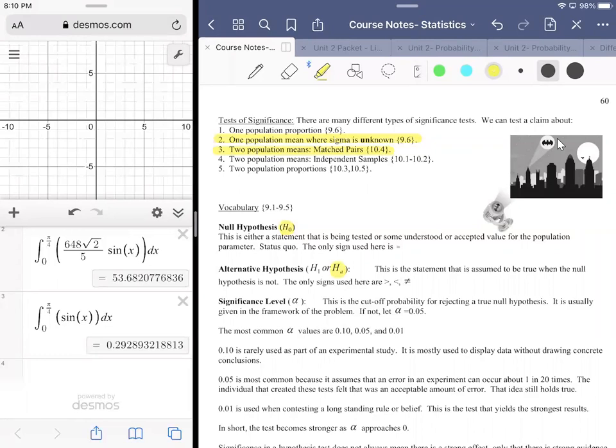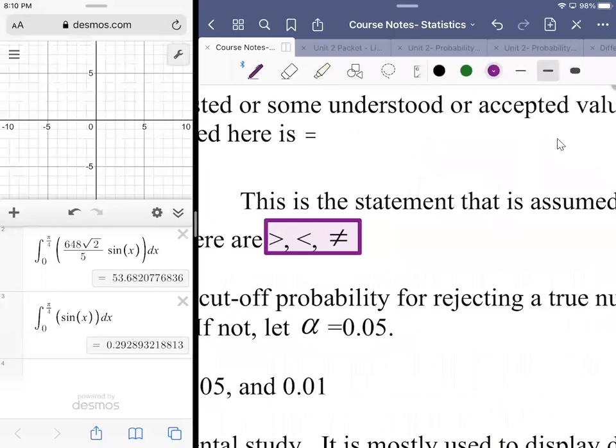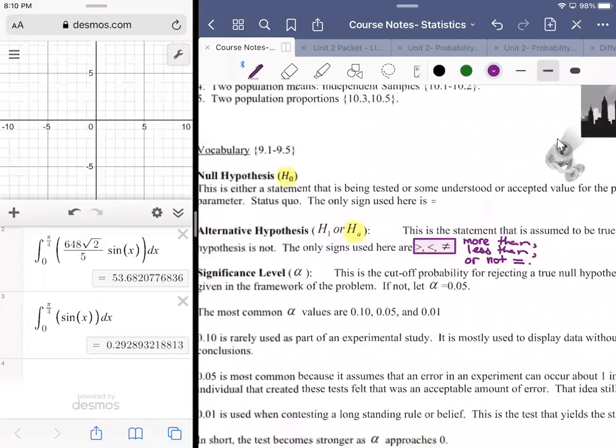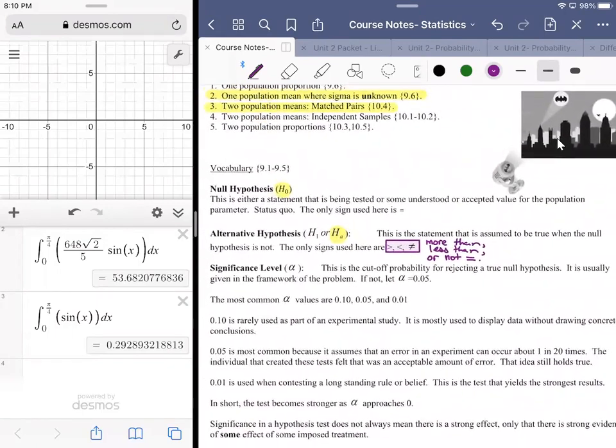The alternative would be that it would be in some way not equal to that. Right? So there's 3 ways you can be not equal to a number. You could be more than, less than, or simply not equal. In which case you would be indicating that you didn't really have an idea of whether it's more or less. You just know that it's not the right number, right?